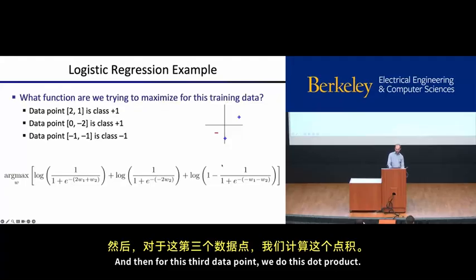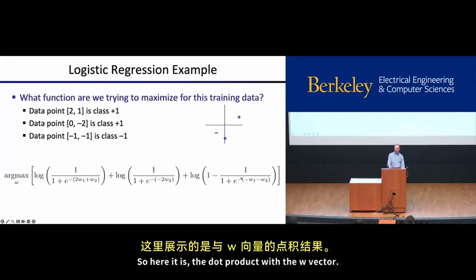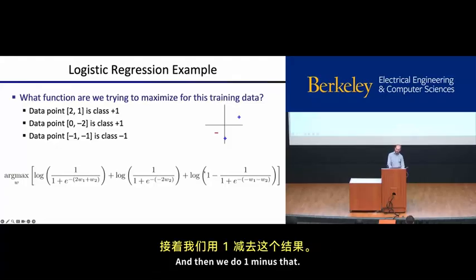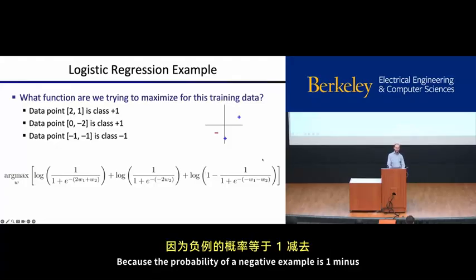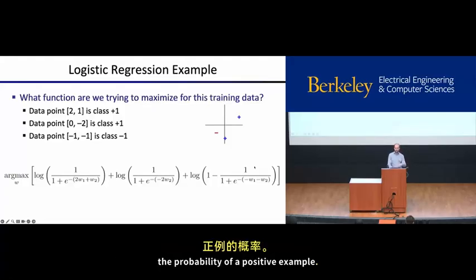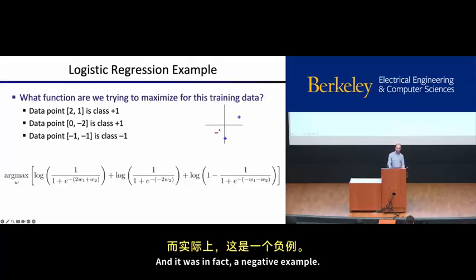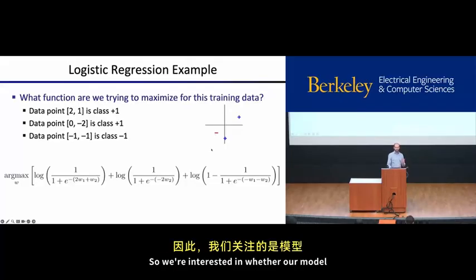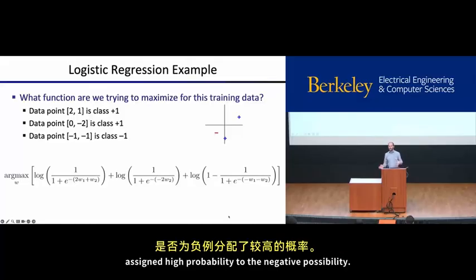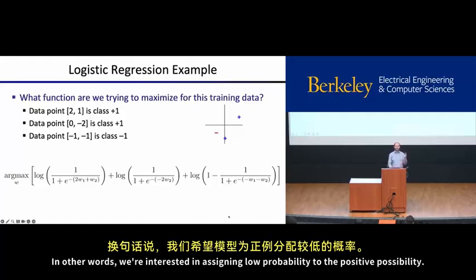And then for this third data point, we do this dot product, so it's -1, -1, so here it is, the dot product with the W vector. And then we do 1 minus that. Why 1 minus that? Because the probability of a negative example is 1 minus the probability of a positive example. And it was, in fact, a negative example, so we're interested in whether our model assigned high probability to the negative possibility. In other words, we're interested in assigning low probability to the positive possibility.